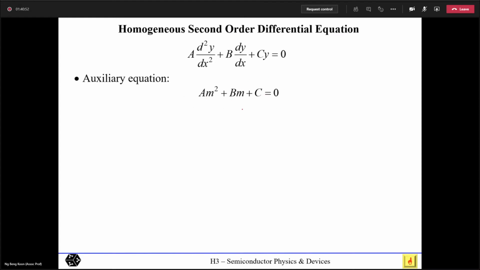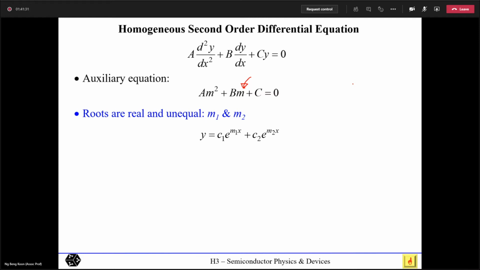This is called the auxiliary equation of your second order differential equation. For this auxiliary equation, what we need to do is to find the value of m. This shouldn't be too difficult because this is just a quadratic equation, so there's a formula that you can use. There are various possibilities for this m value. In the case where the roots are real but different in value, in general, if you apply the formula, you can have two solutions, two values, let's say m1 and m2.